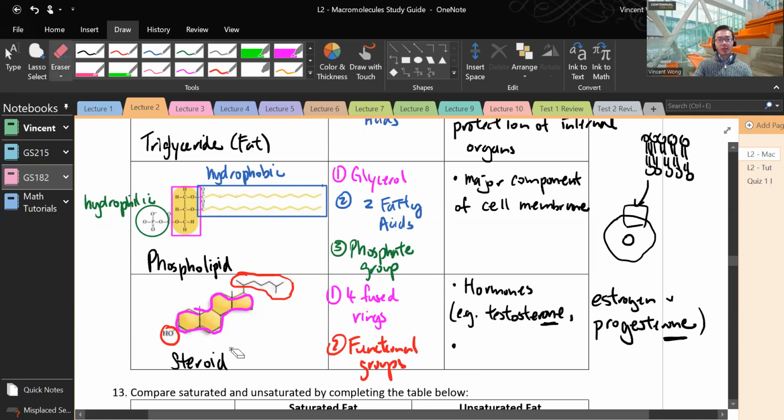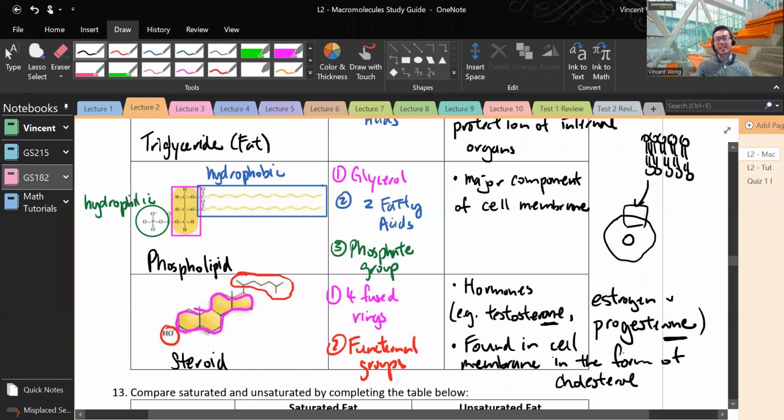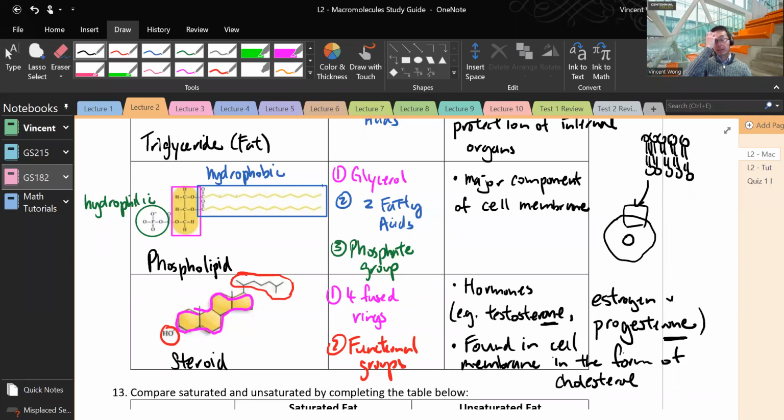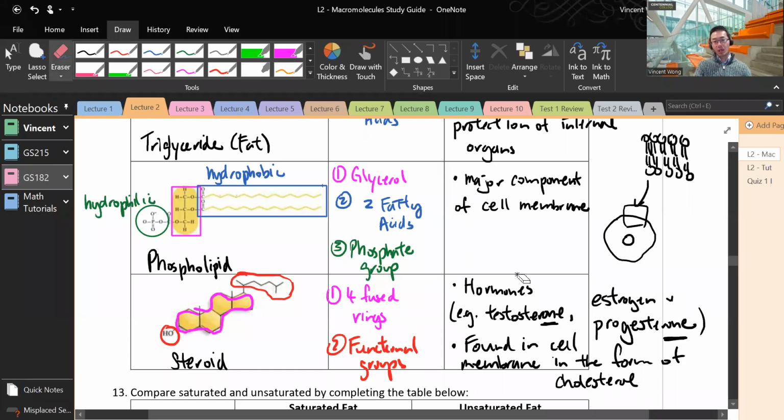And another function of steroid is that they are found in the cell membrane, in the form of cholesterol. So you might hear people say, oh, cholesterol is bad for you, but that's not an entirely true statement, right? We actually need cholesterol. The steroid hormones are made from cholesterol. So we do need some cholesterol.